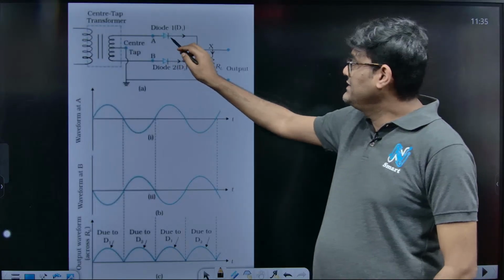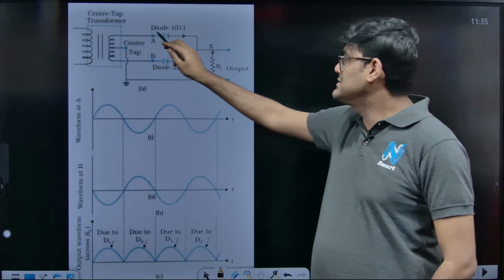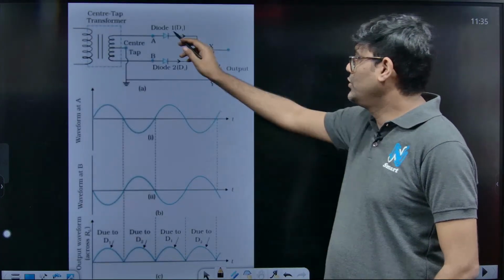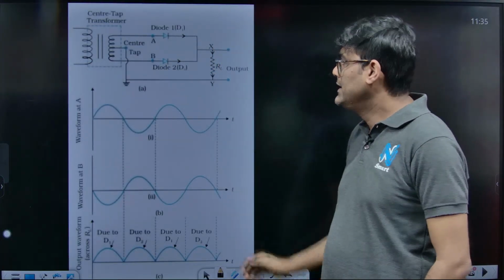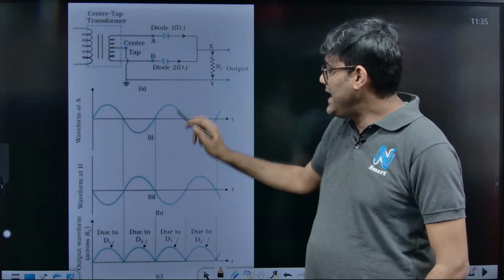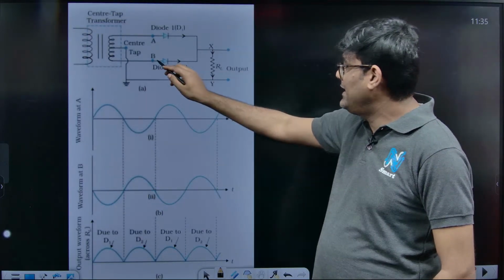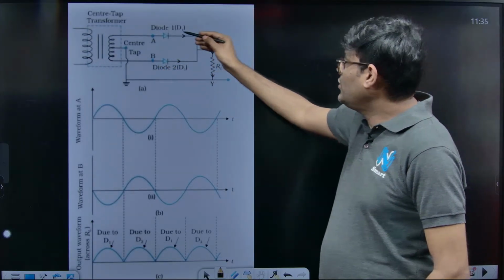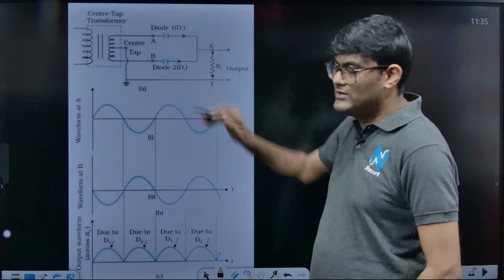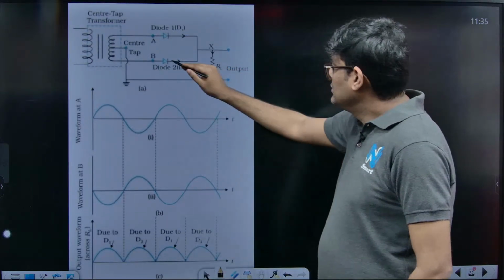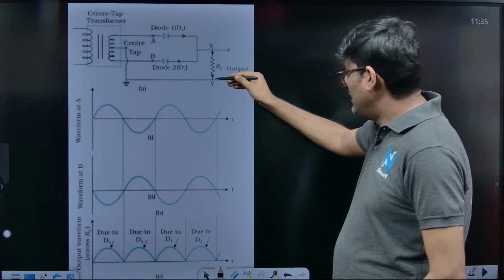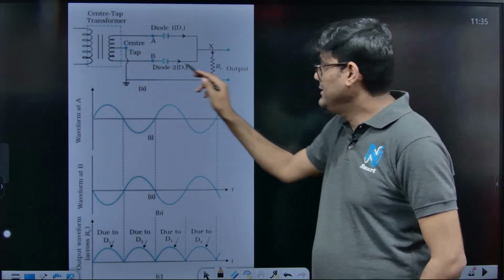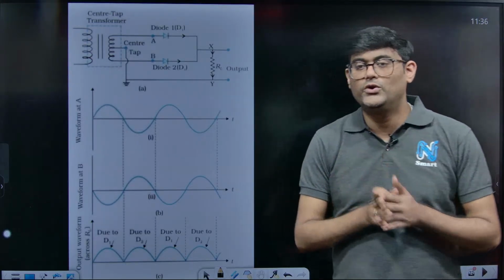When A is negative, this diode is reverse biased, so it does not allow any current flow. There is no current flow in diode 1, but diode 2 is now forward biased, and B is at a higher potential. Can you see? B is at higher potential, so the current flows across this B. Then it cannot go towards diode D1 because it does not allow any current flow. So this current will again flow from X to Y and go to the center tap, completing the path.